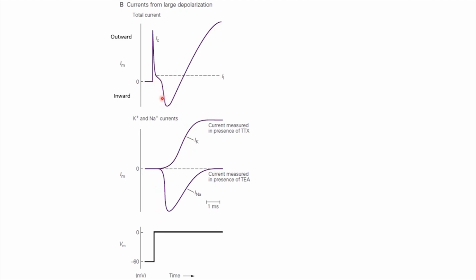So this inward current that we were seeing in the beginning, that is coming because of sodium channels. And this outward current that we were seeing is coming because of the potassium channels. And we can see that the sodium channels open sooner and then they also start to close. So that's why this current is increasing and then decreasing with time. Whereas the potassium currents open more gradually and then they remain open for some time.